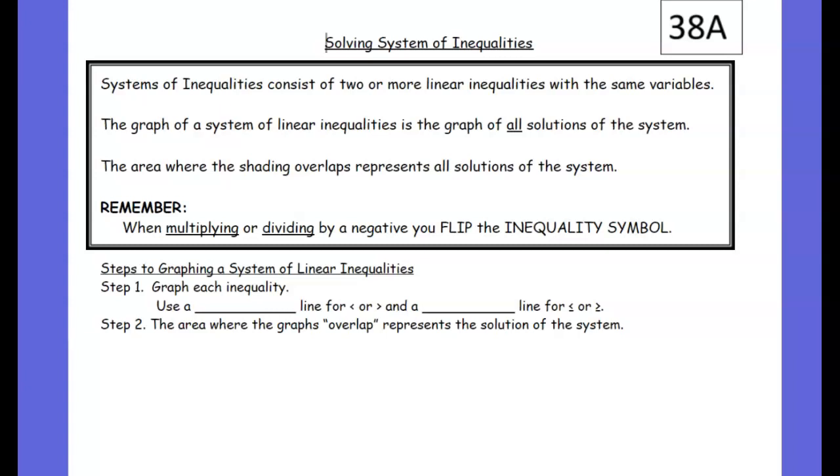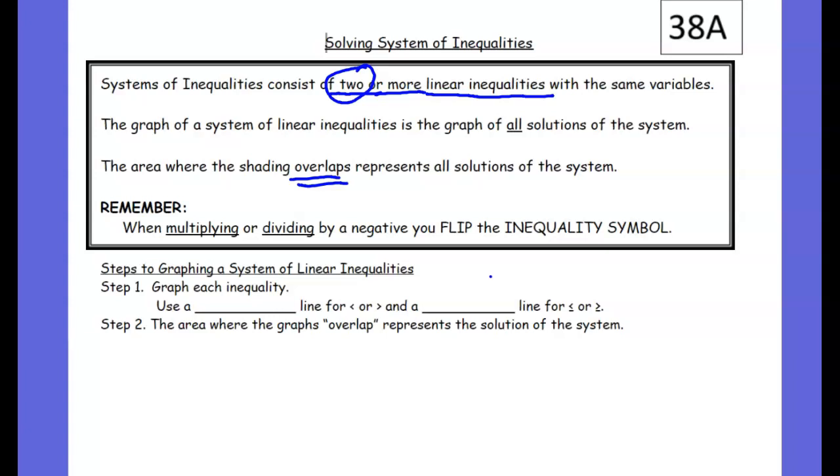So, like a system of equations, a system of inequalities consists of two or more linear inequalities. We're just going to be dealing with two this year. They're two linear inequalities with the same variables. A graph of a system of linear inequalities is the graph of all solutions of the system, and the area where the shading overlaps will represent all solutions of the system.